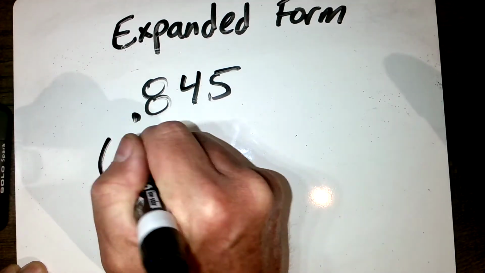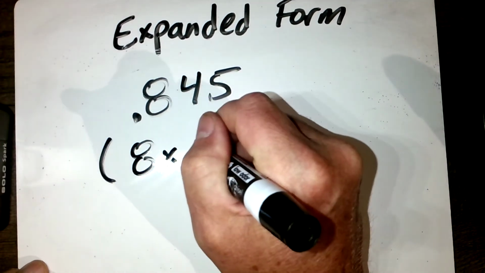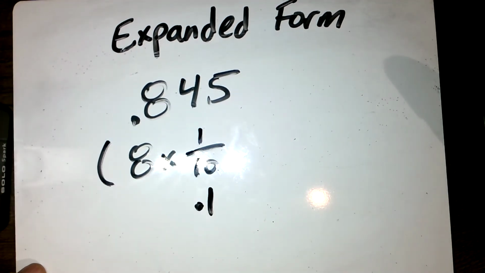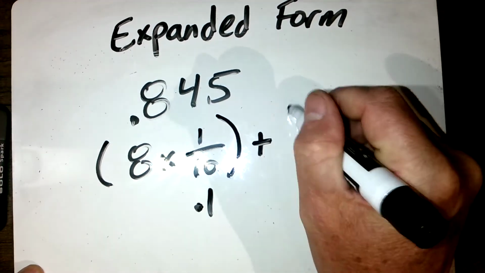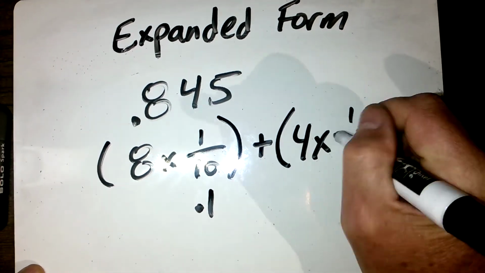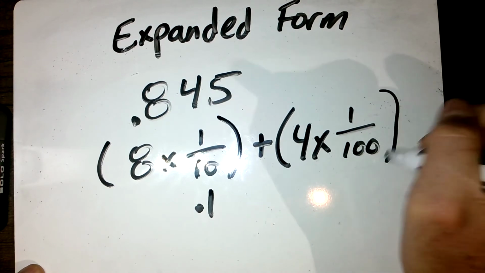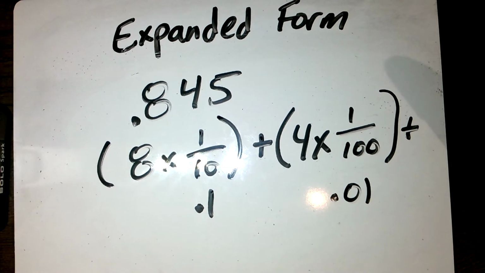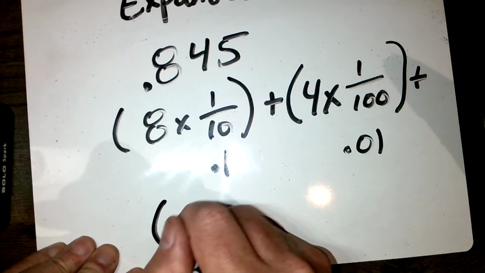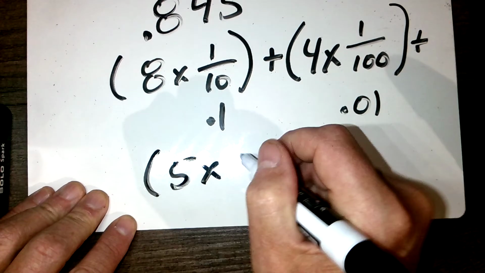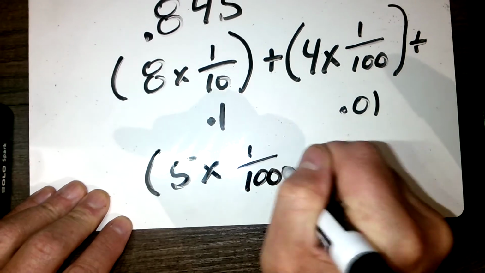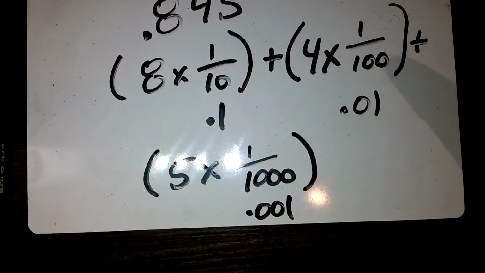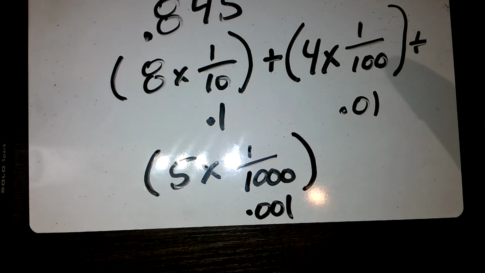All right, we're going to start with an 8, and then we need the place it's in. It's in the tenths place, so I put 1/10. Or you could also put 0.1 if you want. Plus, now we have a 4, and that's in the hundredths place. I could also put 0.01 if I want, because that's another way to write 1/100. Plus my last digit here is a 5, and that's in the thousandth place, so I'll put 1/1,000. I could also put 0.001 if I prefer.